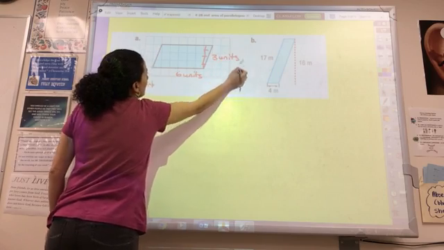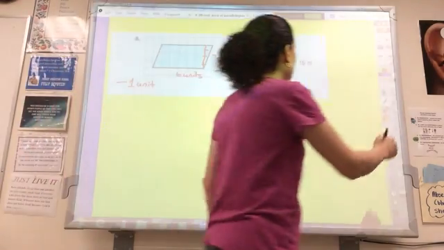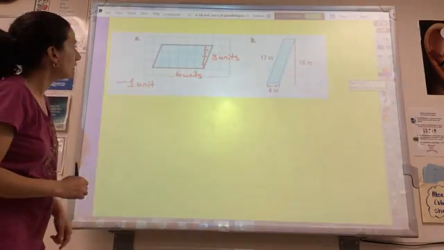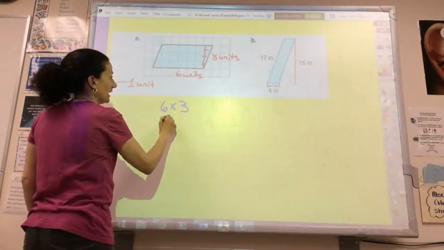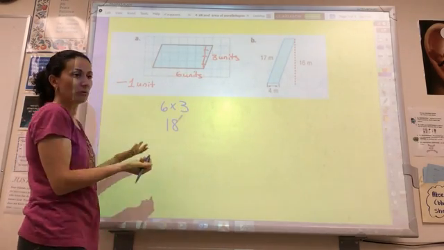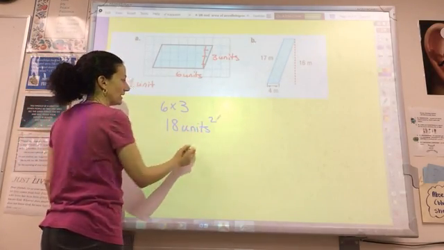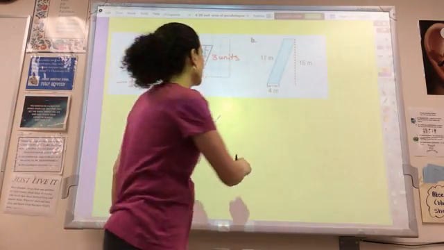Go ahead, pause the video, find the area of these two parallelograms. Unpause when you're finished. And let's take a look. So for the first parallelogram over here, all you have to do is 6 times 3 to find the area, and that is 18. Now, we didn't have units, so I hope you just put units squared. If you're not given units, then you can use the words squared units.